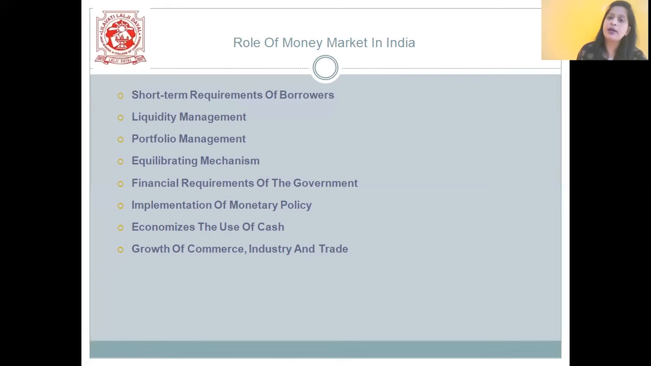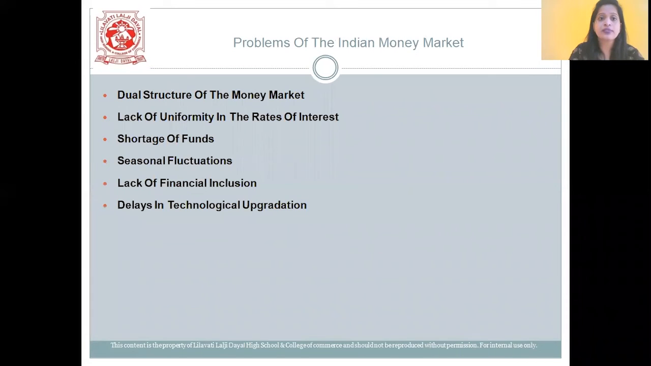So the roles of money market, students: short-term requirements of borrowers, liquidity management, portfolio management, equilibrating mechanism, financial requirement of the government, implementation of the monetary policy, economizes the use of cash, and the last one is growth of commerce, industry and trade. Let's move on to the next answer, students, and that talks about the problems of money market.